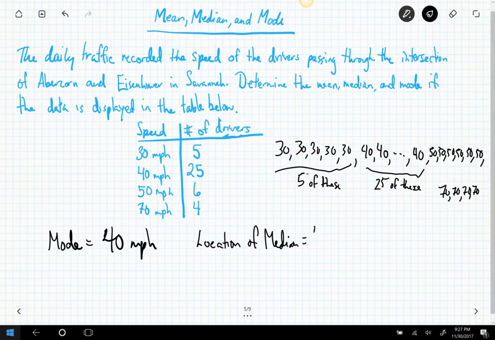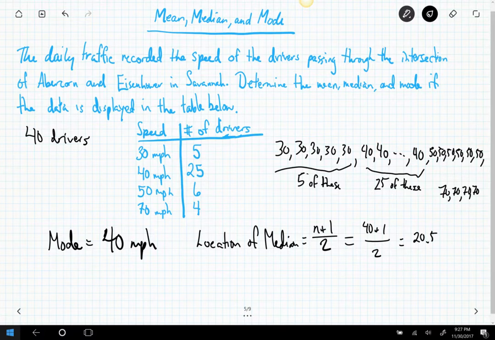And the way to do that is you take the number of observations plus 1 divided by 2, and it should occur in that location. Well, if you notice, we have 40 drivers. That's the number of observations. So you take 40 plus 1 divided by 2. So this should occur at the 20.5 position.